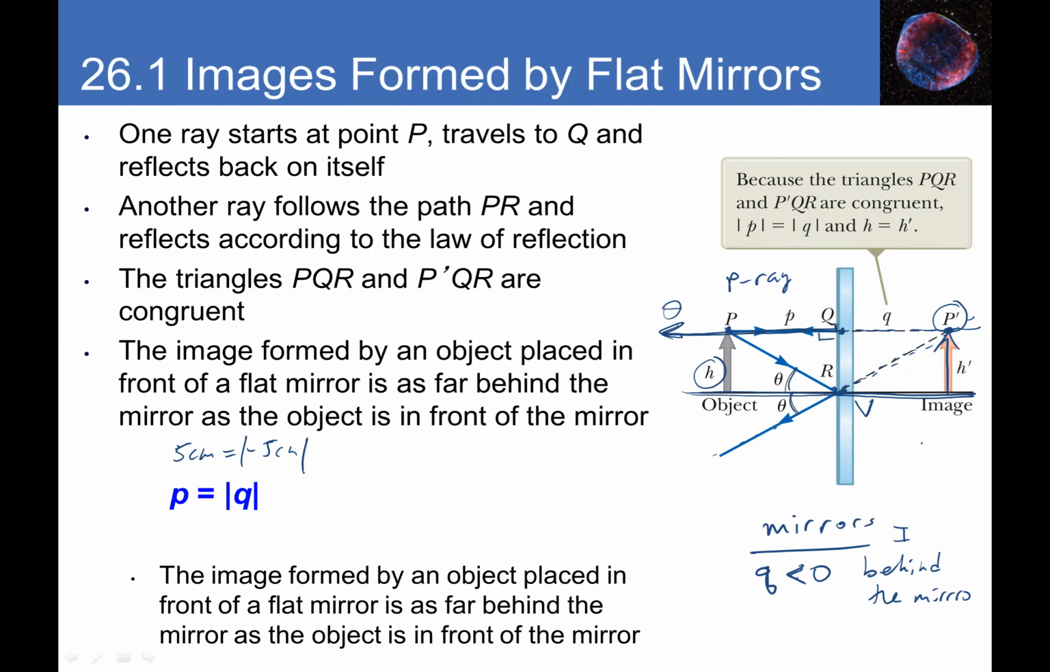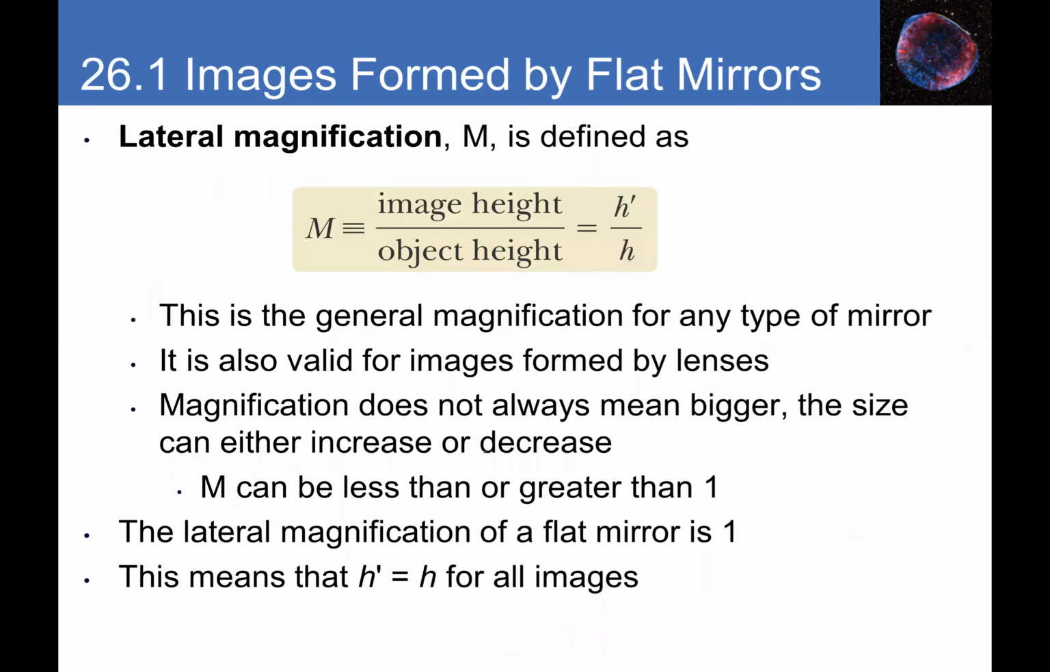Also, one thing we can see here is h, which is the height of the object, and h prime, which is the height of the image, are also equal to one another, because you don't stand in front of a flat mirror and see yourself at half the size, right? The size always matches. And that is true for flat mirrors.